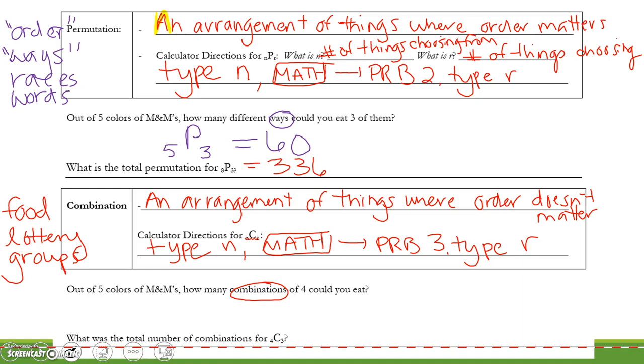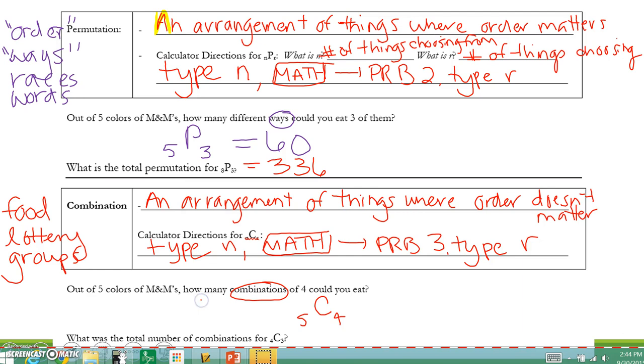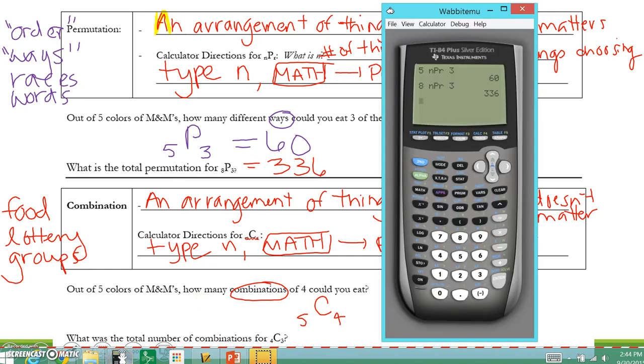So it says out of 5 colors of M&Ms, so 5 is how many we have to choose from. That's the bigger of the 2 numbers. It's a combination because it says it, and the smaller number goes second. So then I grab my calculator, and I type the 5 first. Hit math, go over to PRB, and now I'm hitting 3 this time, and 4. And I get 5.